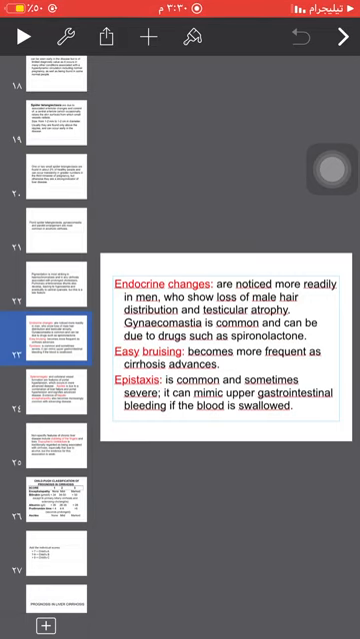Endocrine changes are seen in the male and show loss of the hair distribution, testicular atrophy, gynecomastia, and طبعا gynecomastia يصير بالendocrine change as a cause due to the liver cirrhosis، ولكن gynecomastia تصير لأسباب أخرى مثل bronchogenic carcinoma، وأيضا عندك spironolactone اللي هو potassium-sparing drugs.